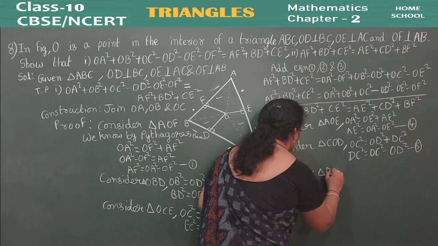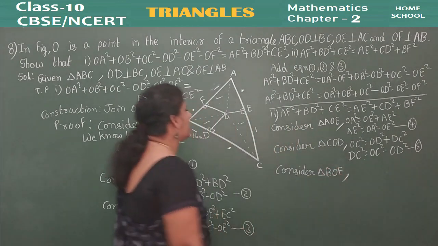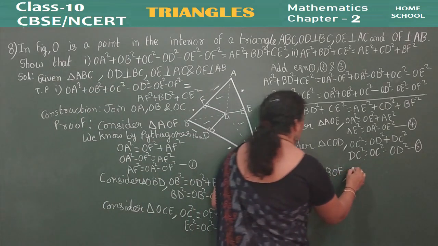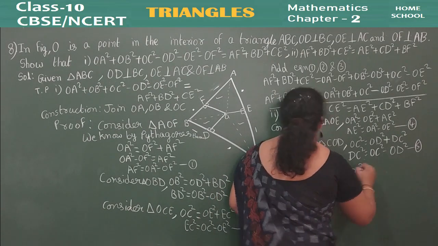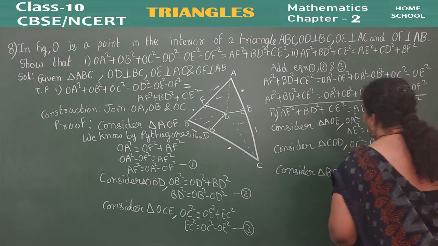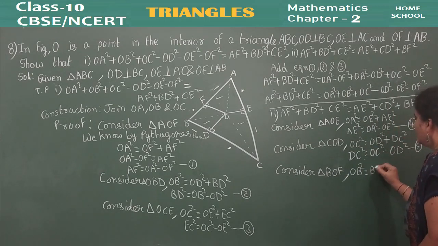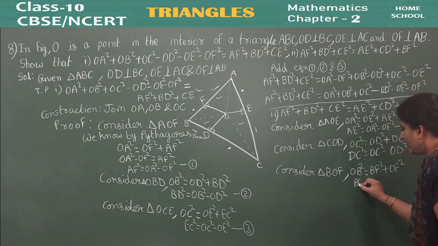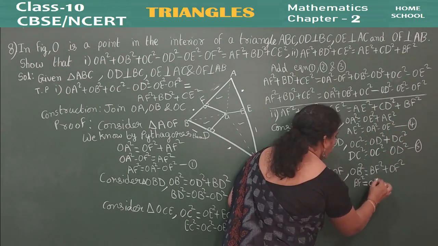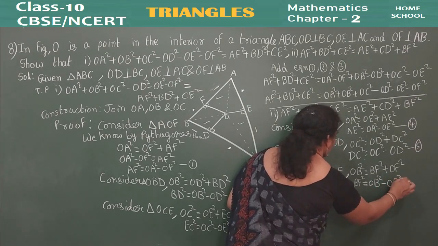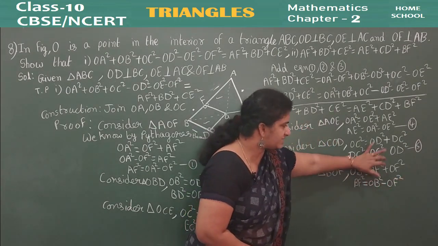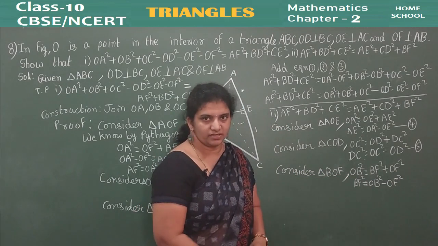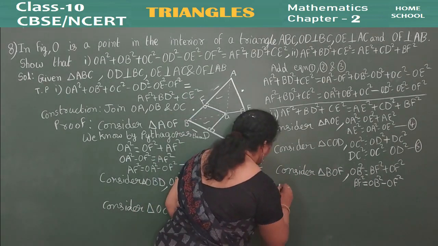Similarly, consider the next triangle BOF. Where is the hypotenuse in BOF? F is the right angle, so OB is the hypotenuse. OB square is equal to BF square plus OF square. Again, BF square is equal to OB square minus OF square. So look here, BF as it is, OF bring this side, OB square minus OF square, the signs reverse. Right?